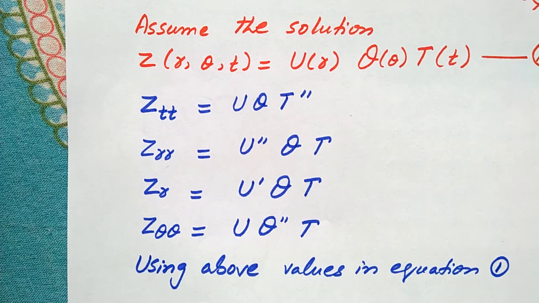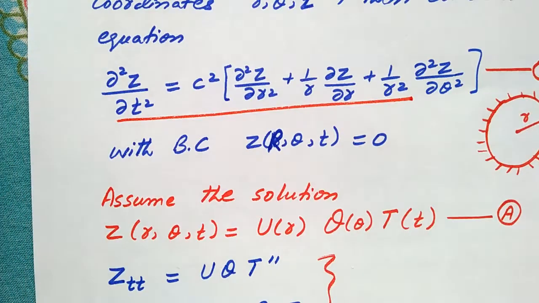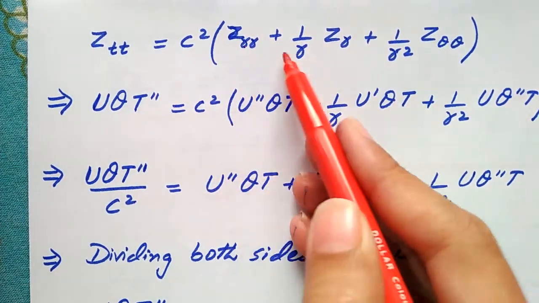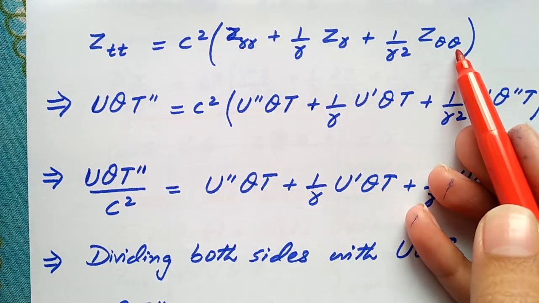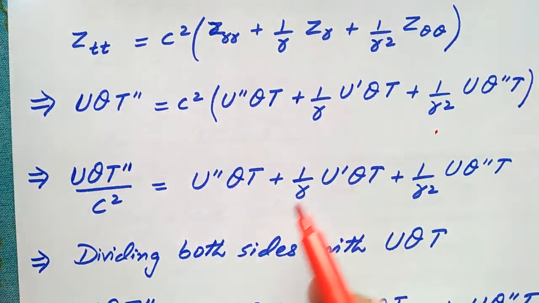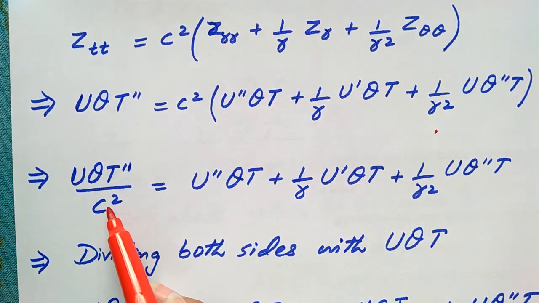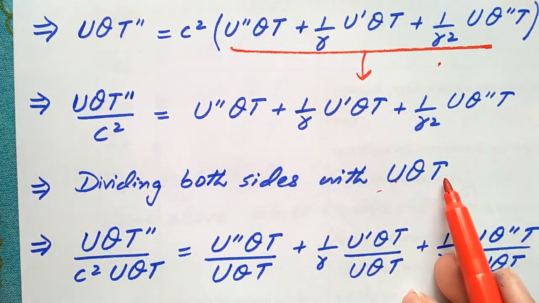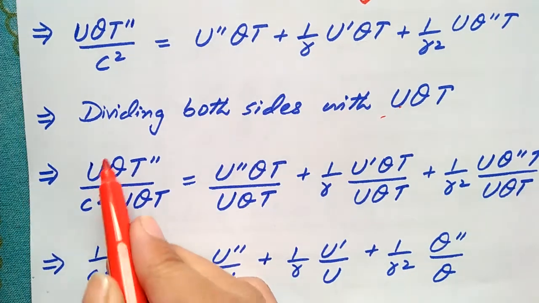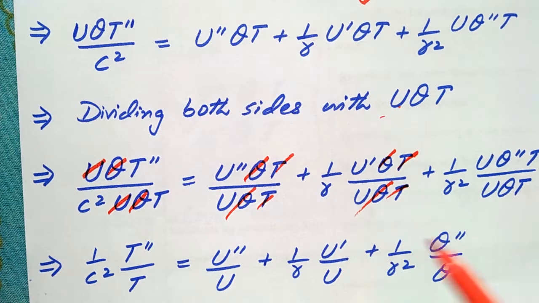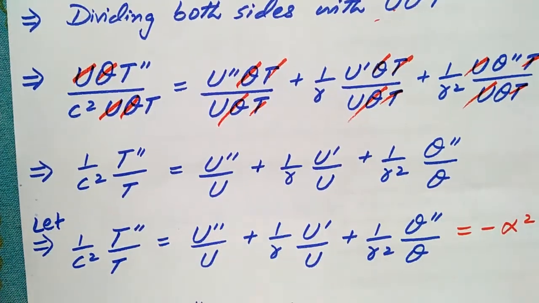Now I will use all of these values in equation 1. Equation 1 was z_tt equals c square times z_rr plus 1 over r z_r plus 1 over r square z_theta theta. I put these values into the equation and rearranged it. Since c square is multiplied over here, I divide by it here, and the whole equation remains the same. Now I divide both sides of the equation by u, theta and T. Similar terms cancel out: theta with theta, T with T, u with u. I am left with this equation.